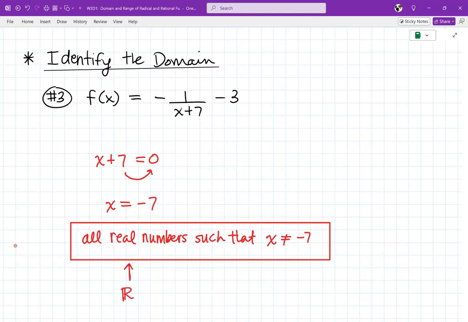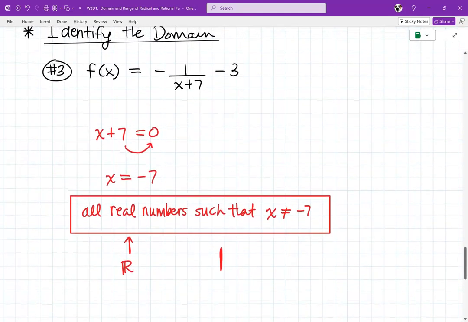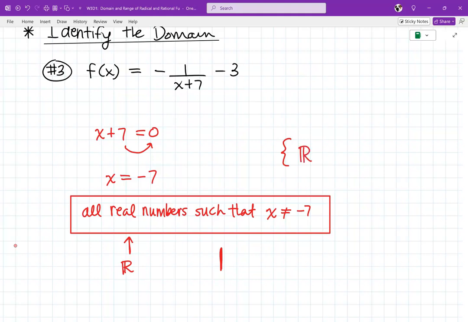Do you guys know what notation we use for such that? It's a vertical line. Such that. Okay? So you could actually write this answer, and I would like you guys to get used to doing it, like this. Set notation, okay? All real numbers such that x is not equal to negative 7. That's the same thing. Now, actually, the more correct way to write it would be x being an element of the reals such that, but I would prefer you guys to maybe use this one.